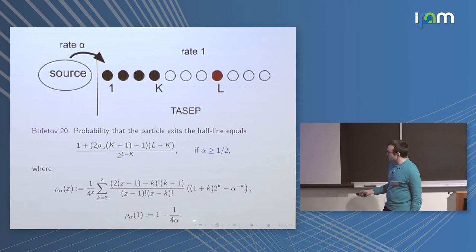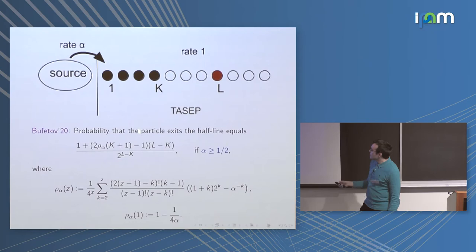And this is the expression for rho of 1. And then the probability that the particle exits the half line from this original configuration is given by the value of this function plus some terms. So to say something simple, if L is equal to k plus 1, if we do not have this difference, then this thing will be 1, and this thing will cancel out.